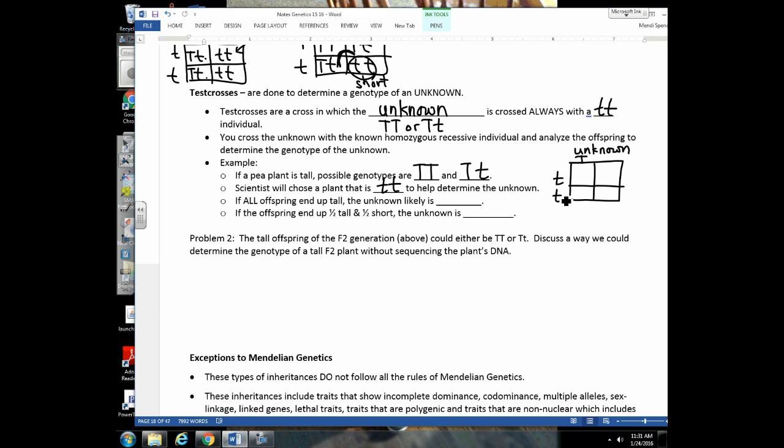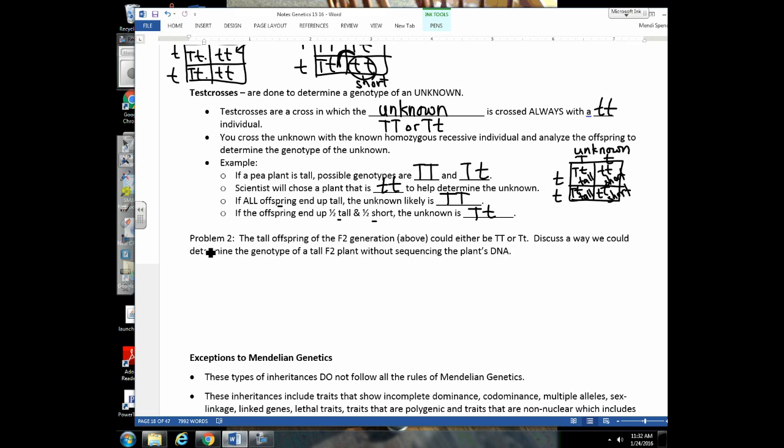So let's say we end up and our offspring are tall, and about half of them are short, then we know exactly what the unknown was. The unknown was heterozygous, because we got half tall and half short. If all the offspring ended up tall, then this unknown tall plant was probably homozygous dominant. But since we got half tall, half short, then that unknown was heterozygous for the trait.